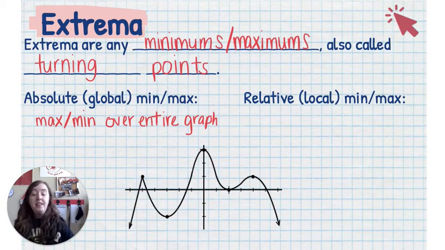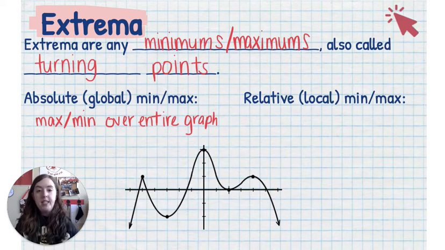Good deal. Now, relative or local minima and maxima are going to be minimums and maximums just in their little neighborhood of the graph.